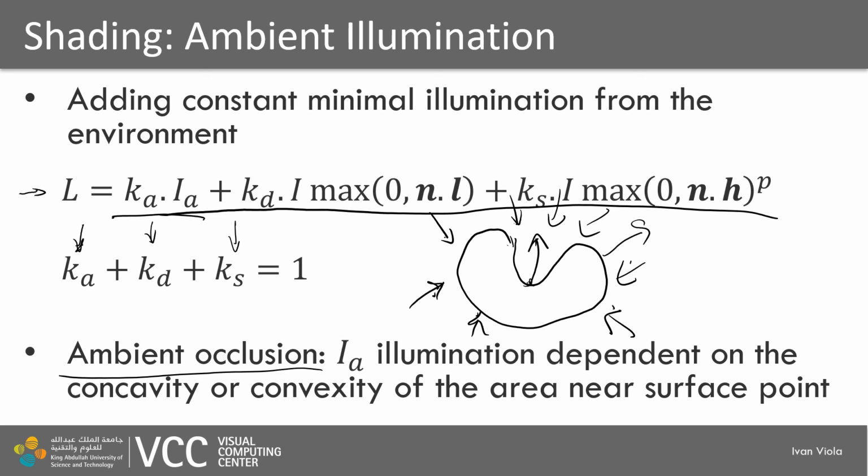So we will perform some kind of evaluation of the neighborhood, how much of the neighboring surface is blocking, so to say, the visibility of the surface point to the ambient light sources around, and by that we will weight the illumination. So this illumination component can be either constant or can be weighted by the neighboring geometry occlusion factor.